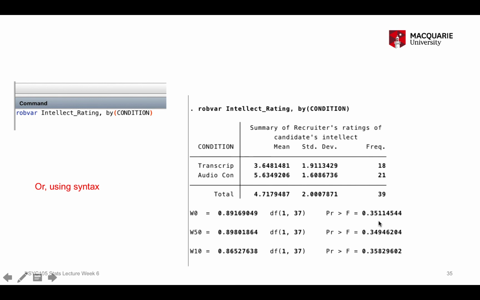For Levene's test, the null hypothesis is that the group variances are equal in the population. So the null hypothesis is that the variances are equal. So what we want here in order for this assumption to be met is a non-significant result, by which I mean a p-value bigger than 0.05. And what we've got here is a p-value of 0.35, which is definitely bigger than 0.05, which means that we have a non-significant result, which means that assumption is met.